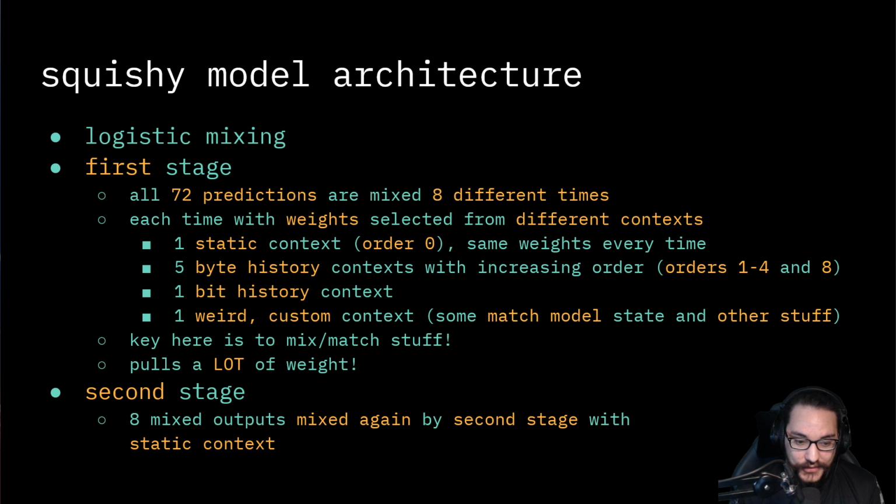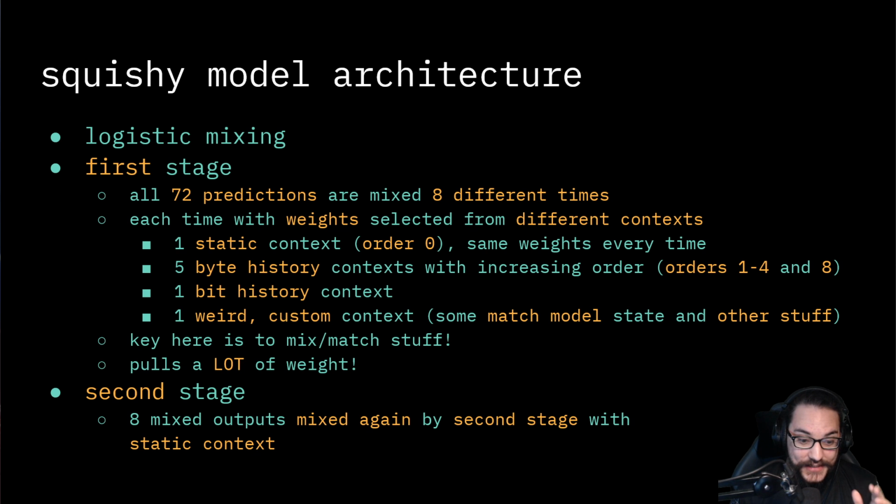And then we mix those together with logistic mixing. There's a first stage where we take all of those 72 predictions and mix them 8 different times, which again seems weird. But each time we mix those, we select different weights from 8 different contexts that we also calculate. There's one static context, which basically uses the same weights every time, as if you weren't selecting different weights. There are 5 byte history contexts, which use different orders: orders 1, 2, 3, 4, and 8. There's one that just looks at the bit history for the bits of the current byte as a context. And then there's one context that I just threw together with a match model state and some other stuff.